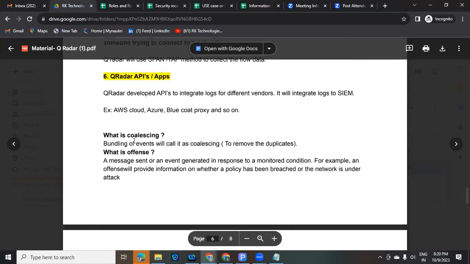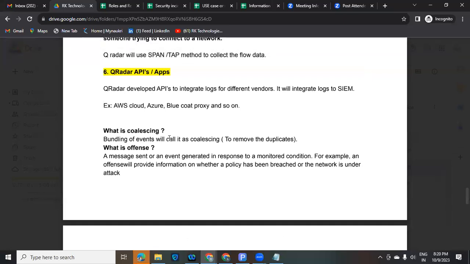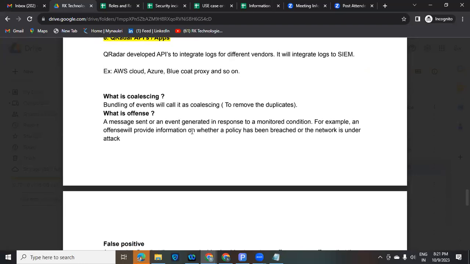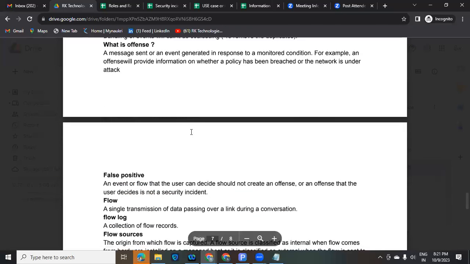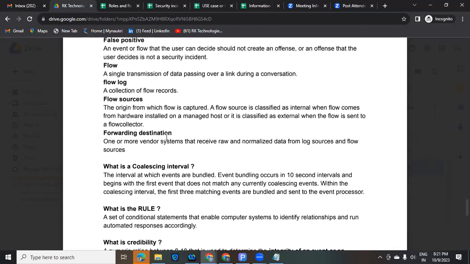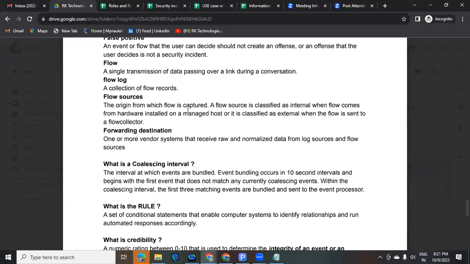Next one is what is coalescing? Coalescing is removing duplicates or bundling similar types of log events into a single event. That is called coalescing. And offense, obviously, is an incident or alert in IBM QRadar. False positive is a fake incident. Anyway, this one we are going to discuss as part of network IDS and network IPS. So next one is flow sources.